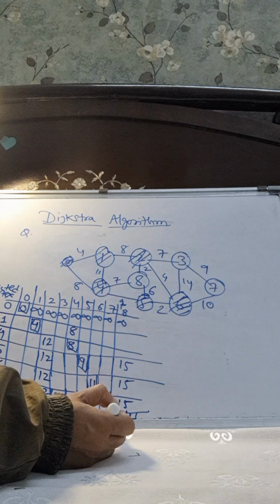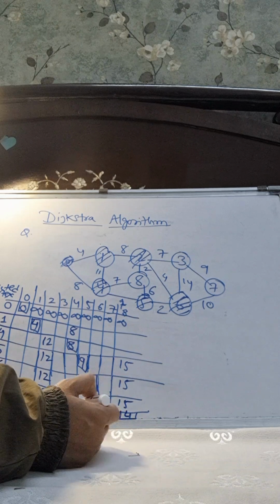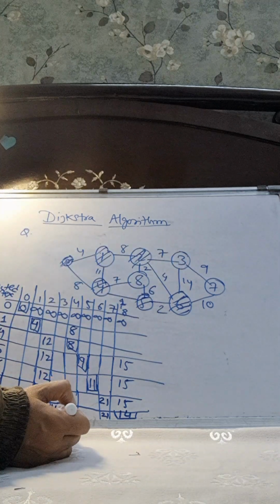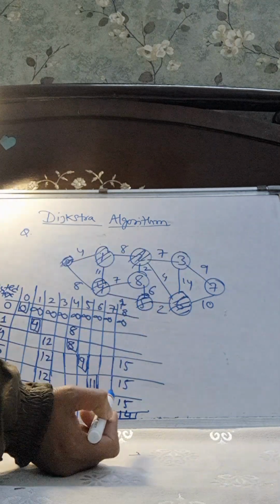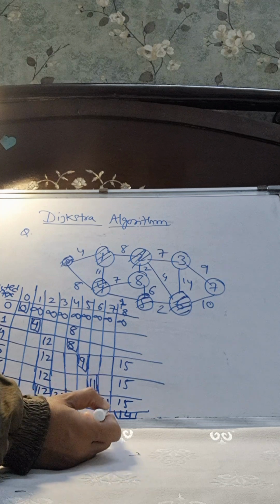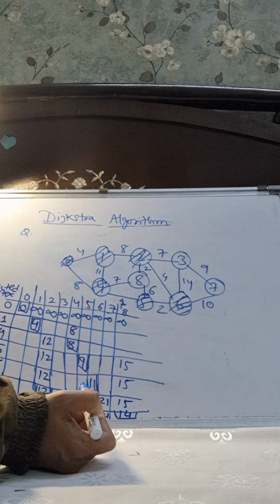Right now, the cost of reaching 7 is 21. If we take 3, till 3 we have got a cost of 19. So 19 plus 9 is 28. We are not getting a better cost, so we will not update. We will keep 7 as 21.